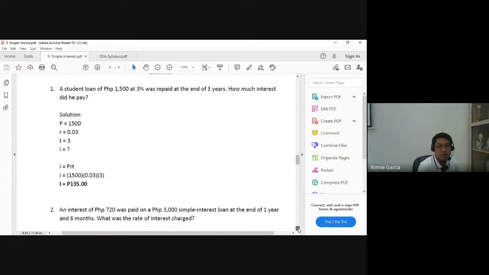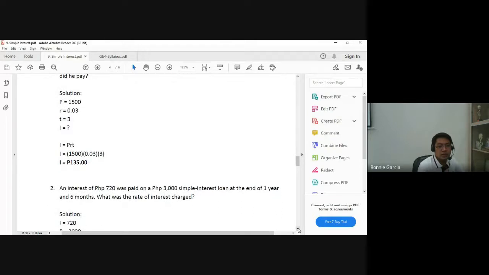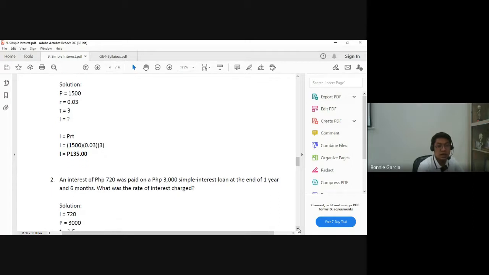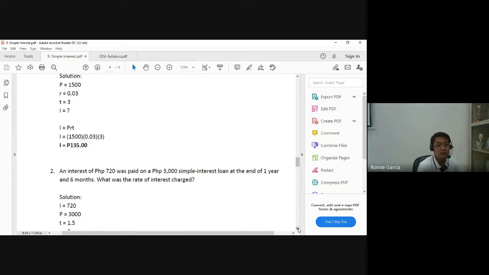Let's observe the solution. The amount of interest is given in the first part of the first sentence. That's 720 pesos. Nakalabel na siya daan. Therefore, the 3,000 pesos nga simple interest loan is your principal. And 1 year and 6 months is actually equivalent to 1.5 years. Tama ba? Kaya ang 6 months is katunga man sa katuig.